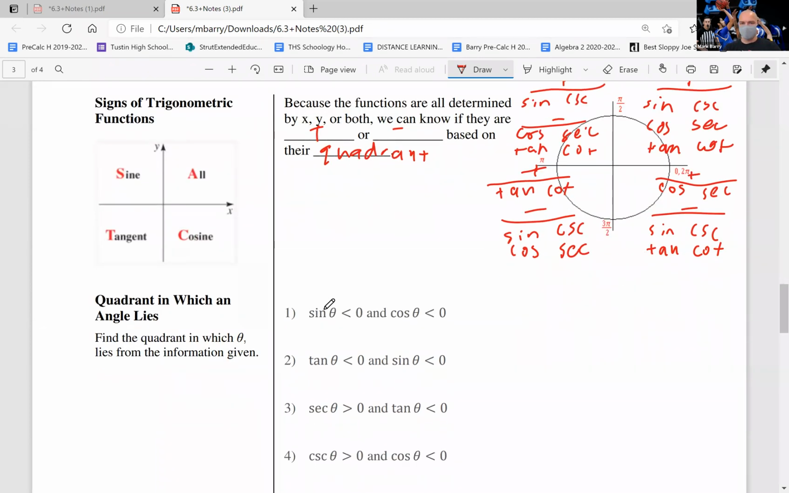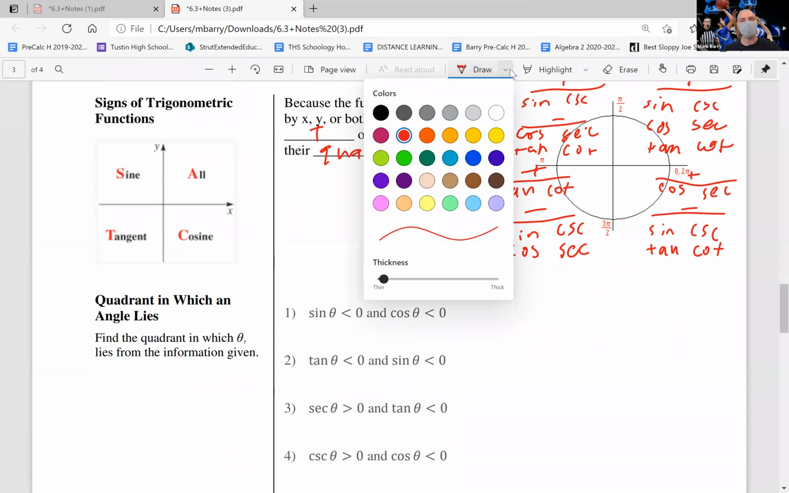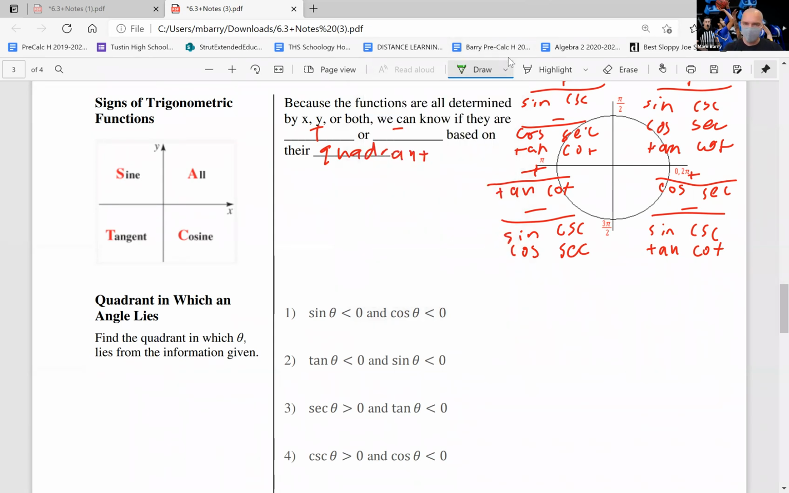Okay, so now we're going to use this to determine in which quadrant an angle lies. And they always give us two clues on this one, okay? We need two clues in order to find it. So what I always say for these ones is draw your XY plane, okay? And then interpret the clues.